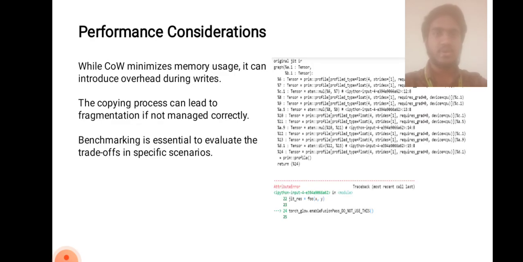Performance considerations. While copy on write minimizes memory usage, it can introduce overhead during writes. The copying process can lead to fragmentation if not managed correctly. Benchmarking is essential to evaluate the trade-offs in specific scenarios.